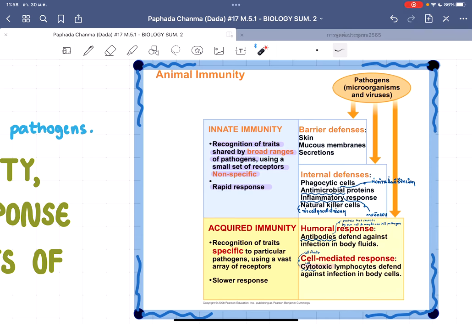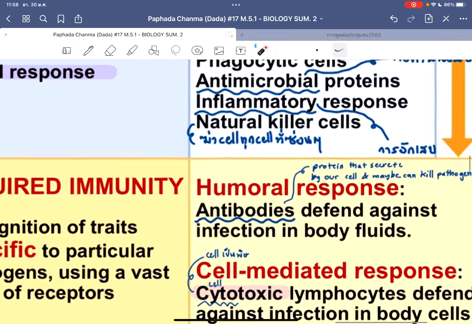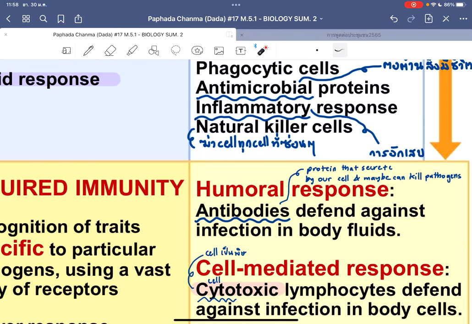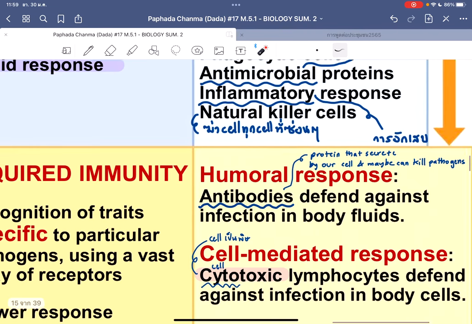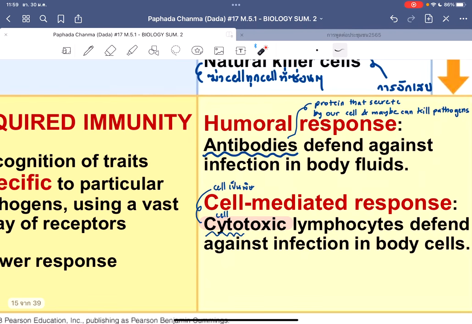Acquired immunity is the recognition of traits specific to particular pathogens using a vast array of receptors, with a slower response. Humoral response: antibody defense against infection in body fluids. Cell-mediated response: cytotoxic lymphocytes defend against infection in body cells. Antibodies are proteins secreted by our body that can kill the pathogens. And cytotoxic cells are like the cell killers.